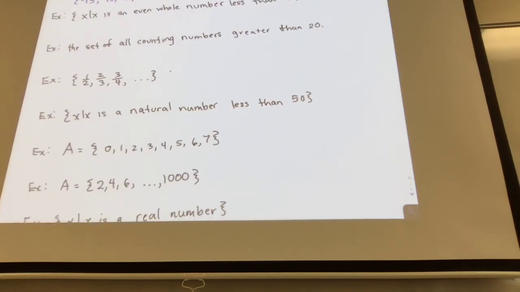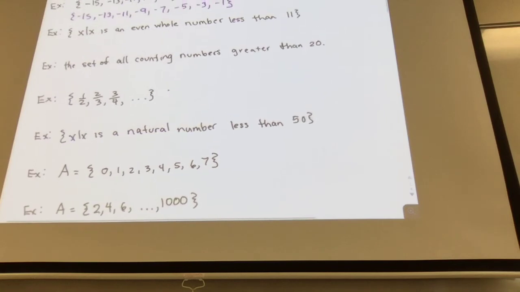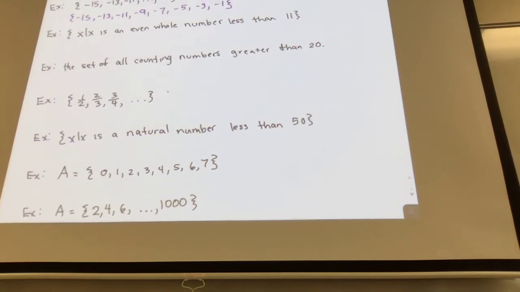X such that x is an even whole number less than or equal to 11. Even whole number. What's the whole number tell you? Include 0. Good. So it's 0, and then we're doing even numbers. 2, 4, 6, 8, 10. Stop at 10. Because the next one's 12, and it's out of our criteria.